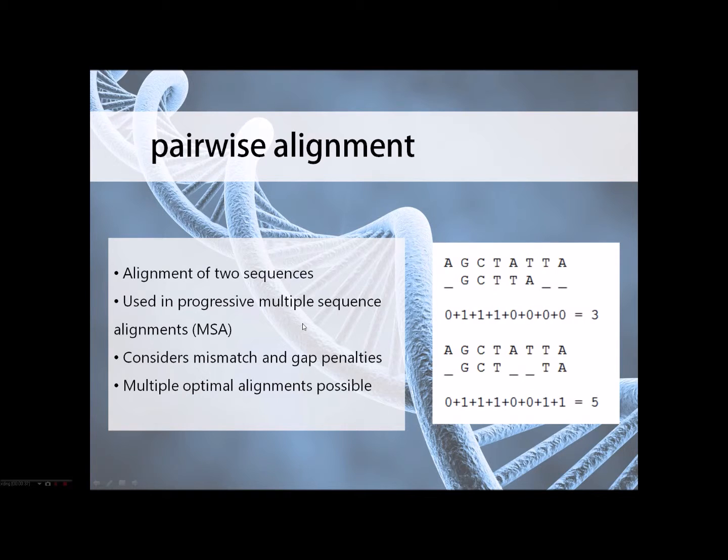My project focuses on pairwise alignment techniques, or the alignment of two sequences. Here is a simple example of two sequences being aligned two different ways, each providing different alignment scores. These scores are affected by matches, mismatches, and gap penalties. And multiple optimal alignments are often possible.